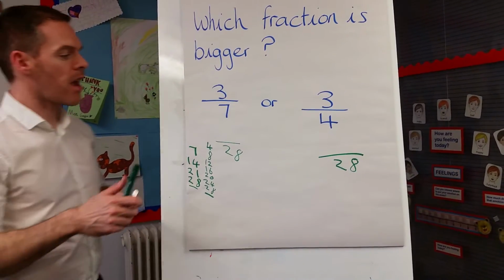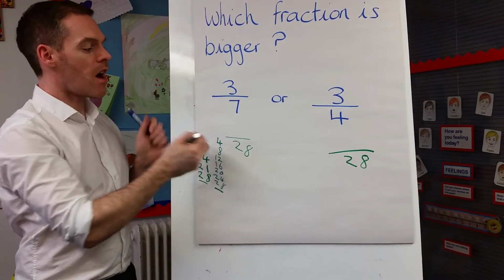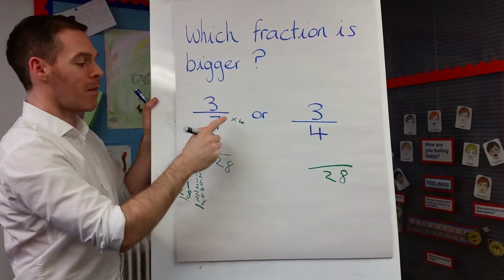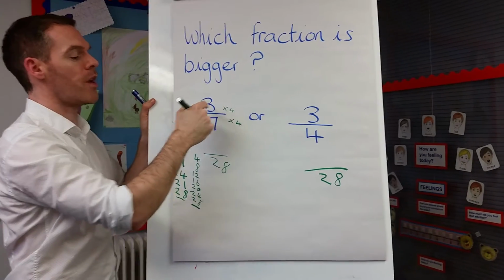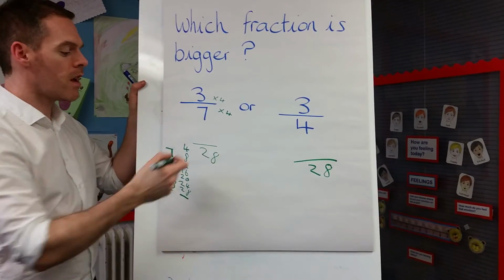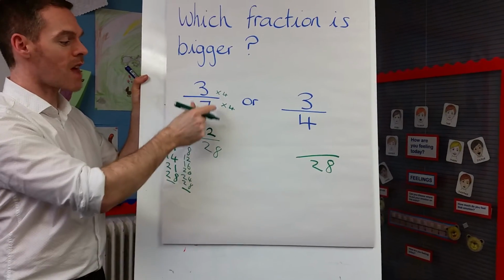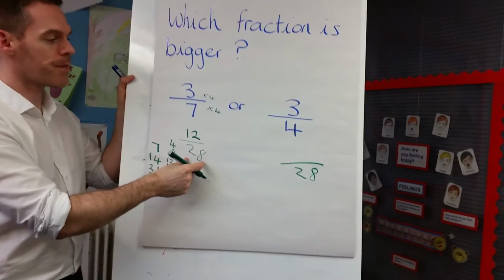So if we look here, to get from 7 to 28, I've multiplied by 4. I find 4 groups of 7, and write that in. That means I need to do the same to my numerator, so I need to find 4 groups of 3. Okay, 4 groups of 3 is 12. I'm going to write 12 in as my numerator. So 3/7 is equivalent to, the same as, 12/28ths.